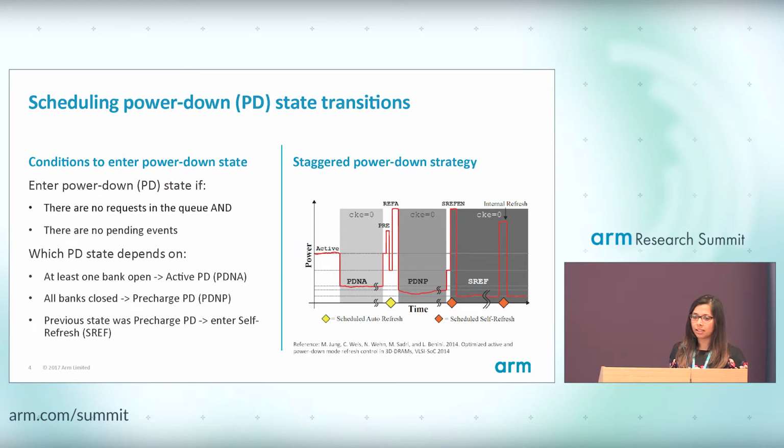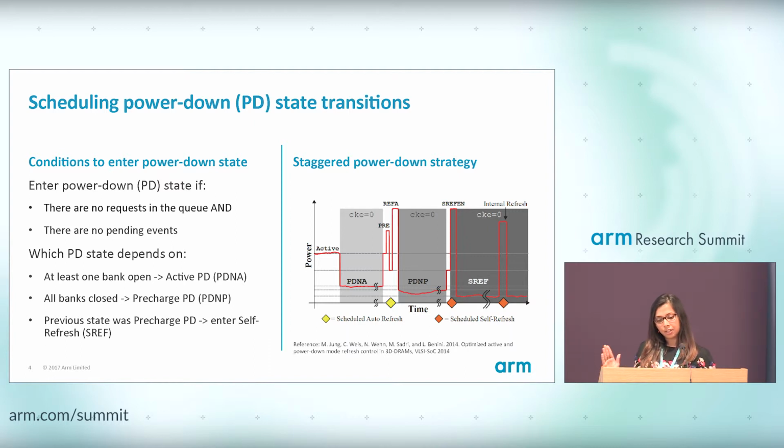So we also implemented an optimization based on the staggered power down paper that was prior art from our colleagues at University of Kaiserslautern. To quickly go over the timing diagram here, the y-axis shows power. The red line shows the power taken in by the system. It starts with the DRAM in an active state, and at a refresh operation, we detect that it can go into a power down state because the conditions for power down entry are satisfied. So you can see that the current suddenly drops. It goes into the PDN-A.